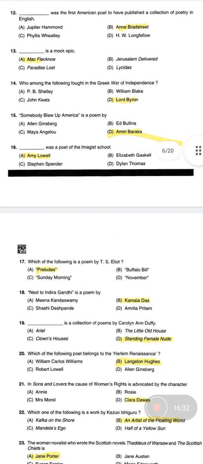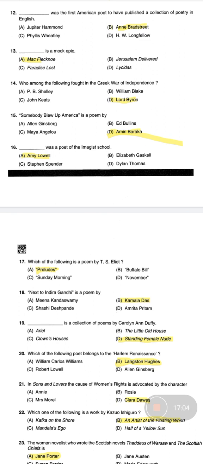Okay. Our next question: who was the poet of the Imagist school? Amy Lowell. Amy Lowell is an American poet of the Imagist school, which promoted a return to classical values. She posthumously won the Pulitzer Prize for Poetry in 1926.